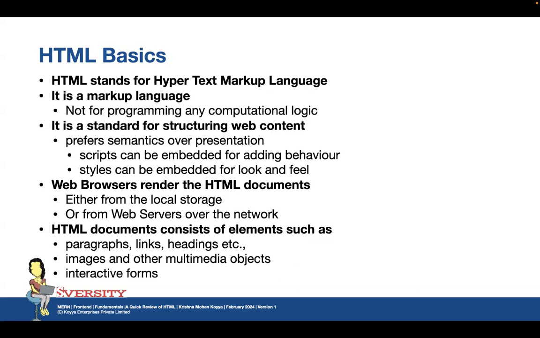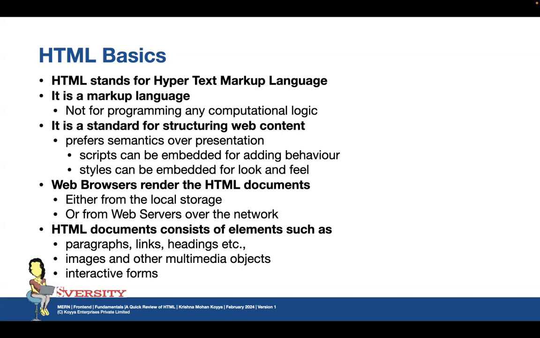And if we look at the basics, HTML stands for Hypertext Markup Language. So let's decipher that. A language is for communicating between two parties. And HTML is not a general purpose language, rather it is a markup language. A markup language is not even a programming language. It is not meant for any computational logic, rather it only gives markups. Somebody else will have to interpret those markups and do something about them.